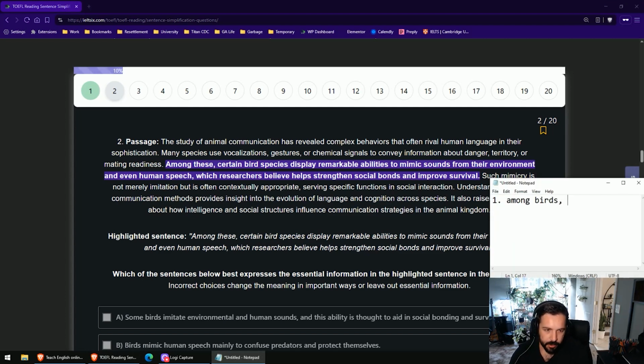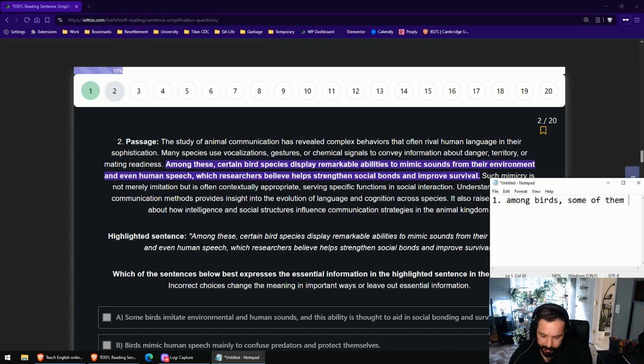Among birds, certain bird species display remarkable abilities to mimic sounds from their environment and even human speech, which researchers believe helps strengthen social bonds and improve survival.